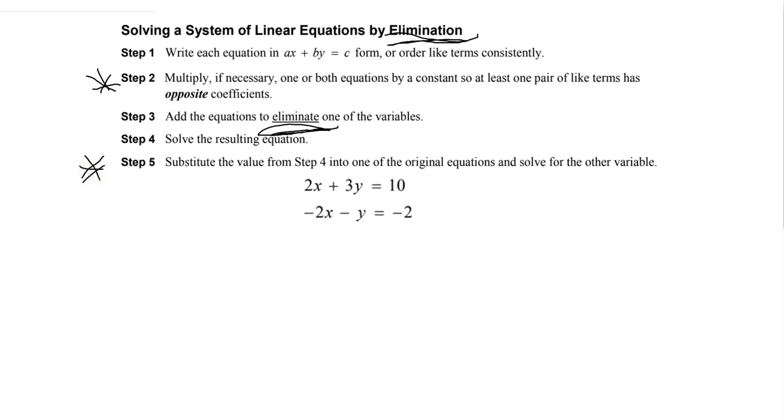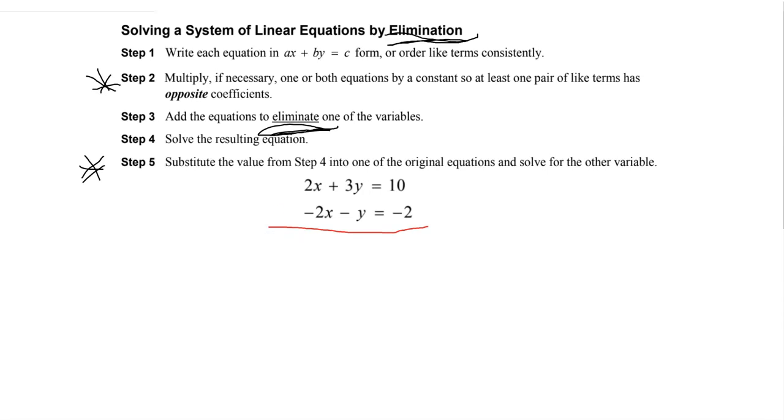So if we look here, step 1, we've got them both written with x and y on one side, constants on the other, so we don't have to worry about anything there. Step 2, since I have a positive 2 and a negative 2, I don't have to change anything. Those are already going to cancel out. So I will skip down to step 3. Step 3 then, it says to add the equations to eliminate.